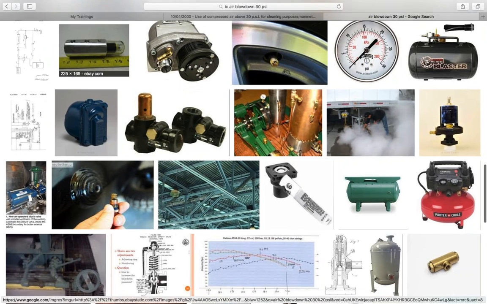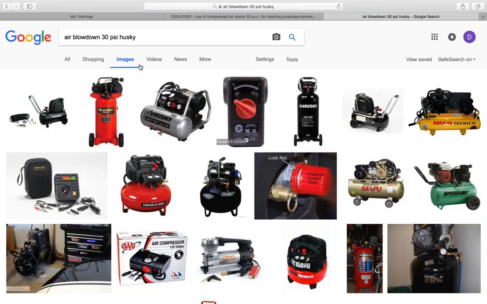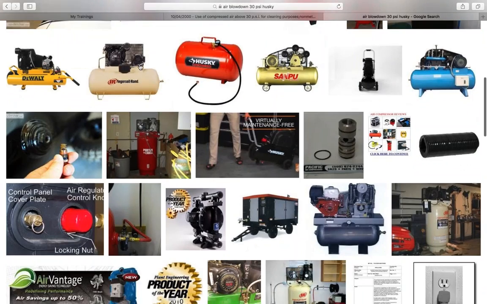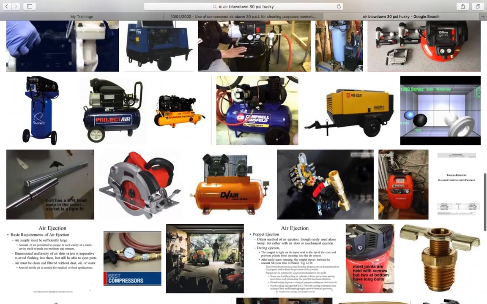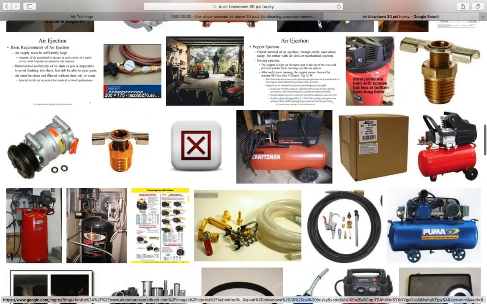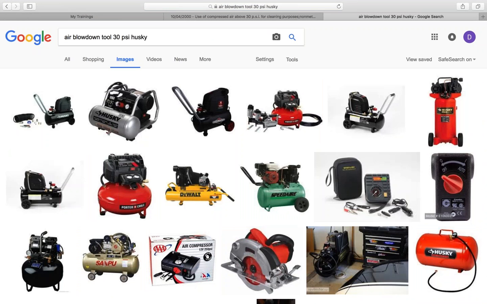The biggest thing that we want to do with it is, let me see if I can pull up the Husky really quickly. The biggest thing that we want to make sure of is that when we use the blowdown tool, it's regulated down to 30 PSI or less. So the easiest way to do that is just making sure it's stamped, and then that way we know that hopefully we're protecting our employees.